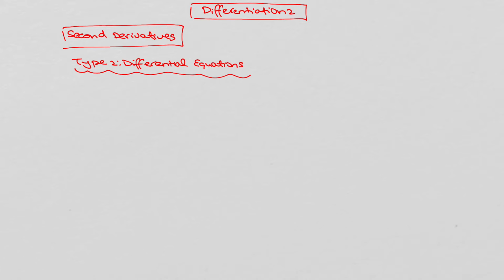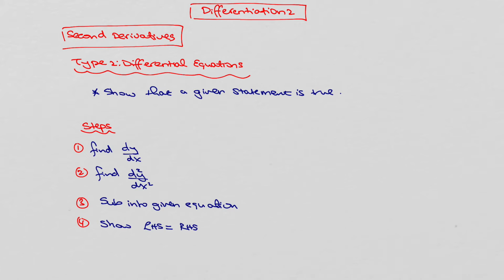Differentiation 2, second derivatives, type 2 differential equations. So when we're looking at these differential equations, the question is basically going to ask us to show that a given statement is true. So in this given statement, we'll inevitably be asked to show that the first derivative and the second derivative and the original function are going to somehow simplify so that the left-hand side is equal to the right-hand side.